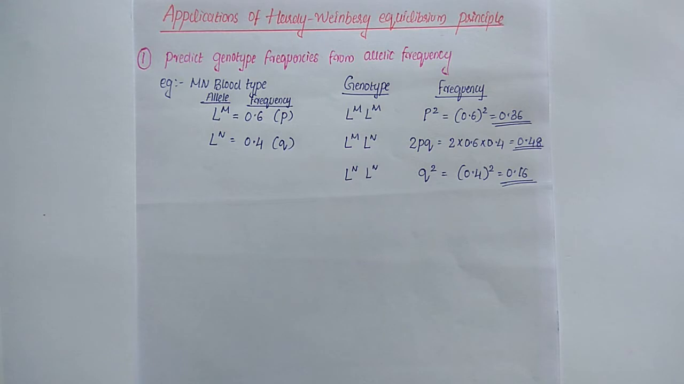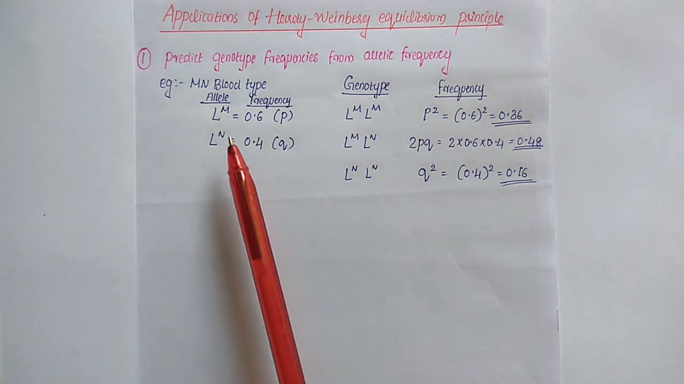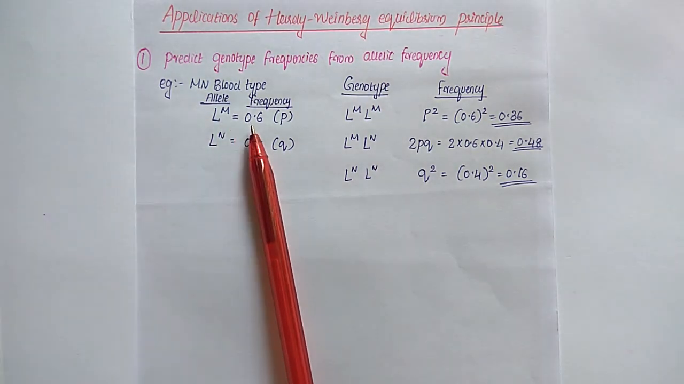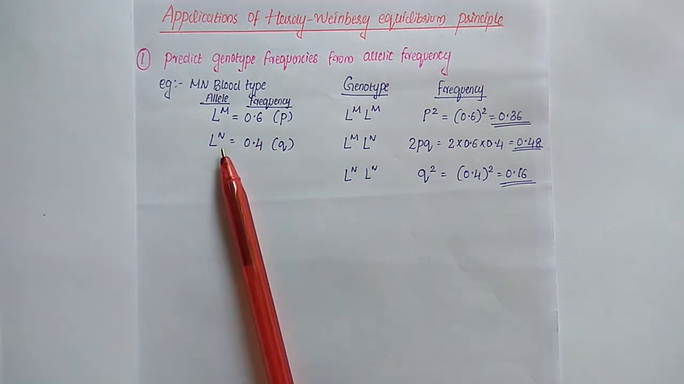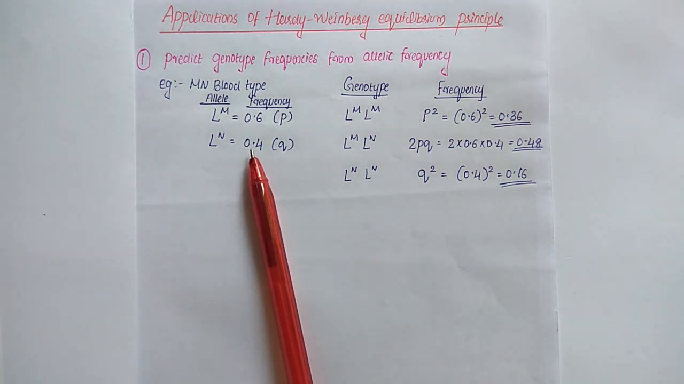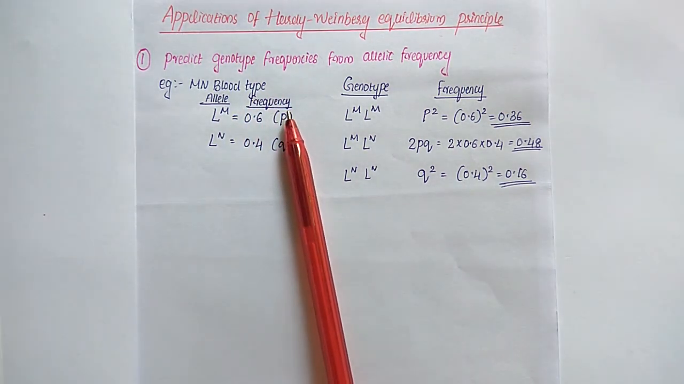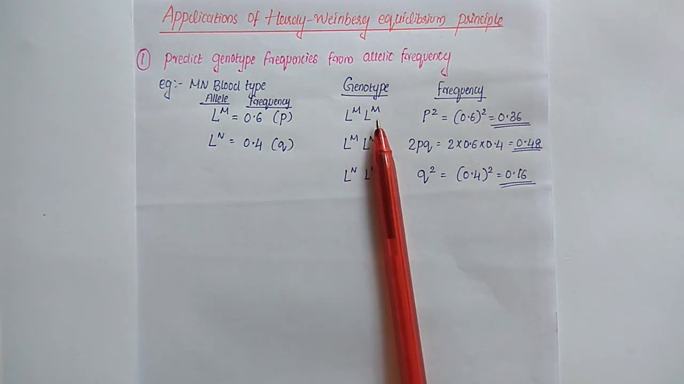Now we can discuss the applications of Hardy-Weinberg equilibrium. The first application is that we can use the Hardy-Weinberg principle to predict the genotype frequency from the allelic frequency. For example, the MN blood type system. Consider the frequency of L^M, P, is equal to 0.6, and the frequency of L^N, Q, is equal to 0.4. From these allelic frequencies, we can calculate the genotype frequencies.